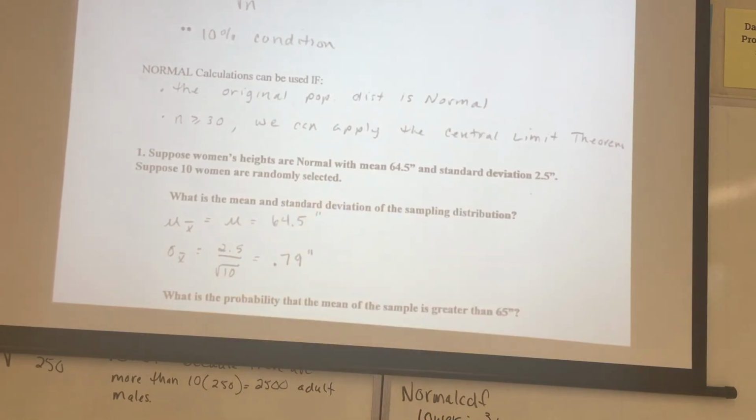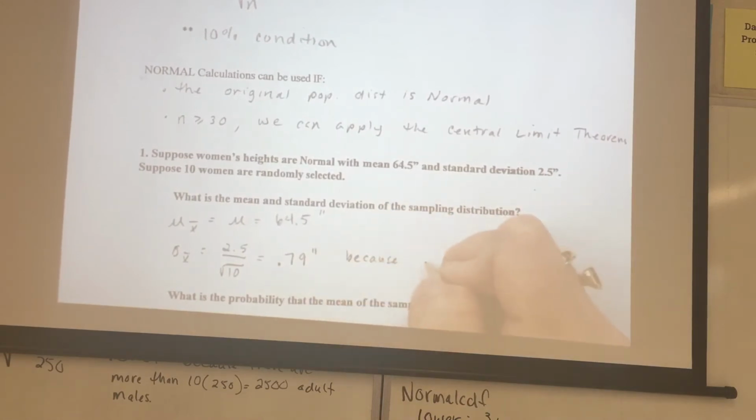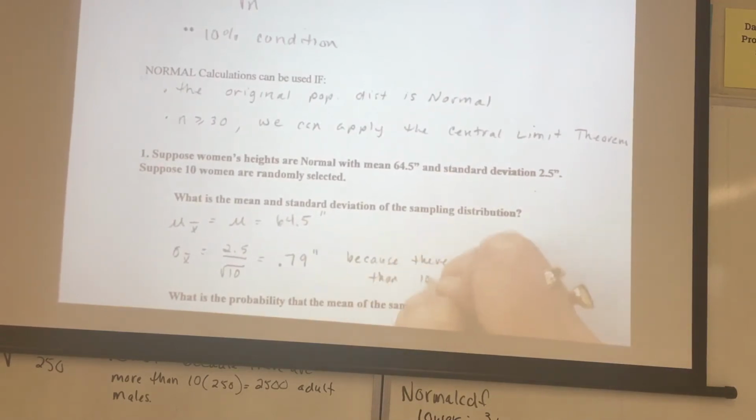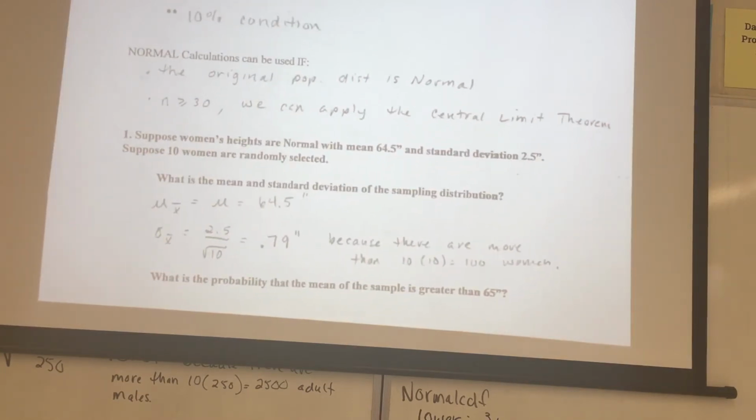And again, we have to add the 10% condition, because there are more than 10 times 10, or 100, women. Kind of vague, just women. There's more than 100 of us. Good.